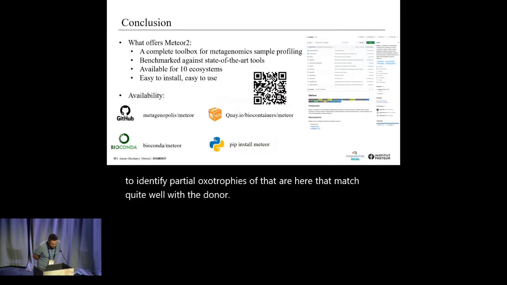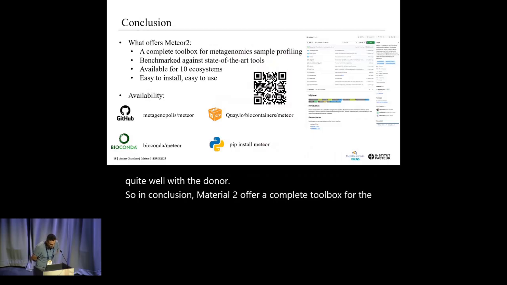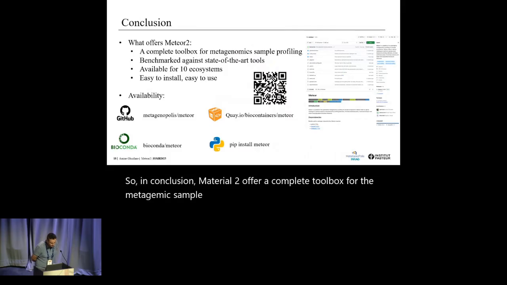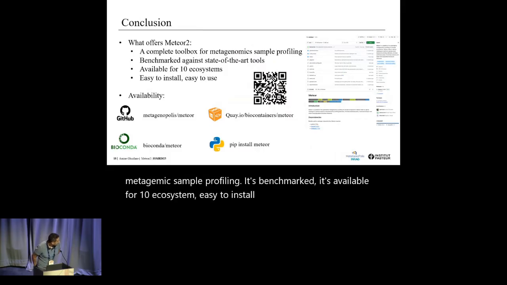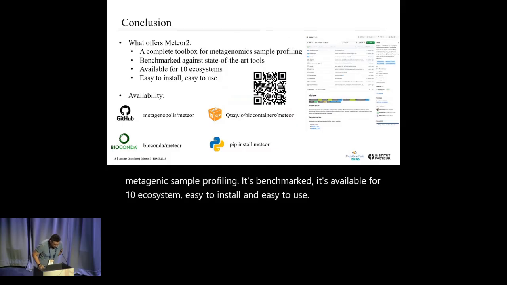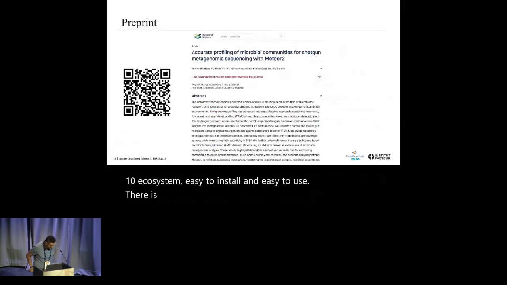So in conclusion, Meteor2 offers a complete toolbox for metagenomic sample profiling. It's benchmarked, it's available for 10 ecosystems, and easy to install and easy to use. There is a preprint available.